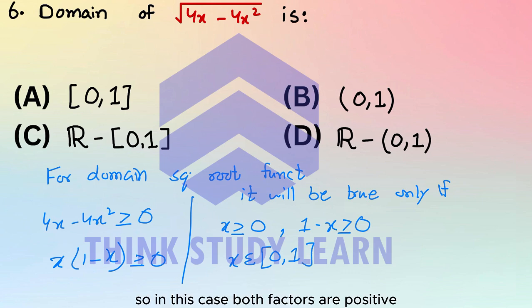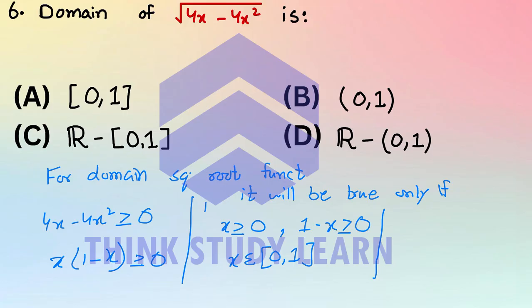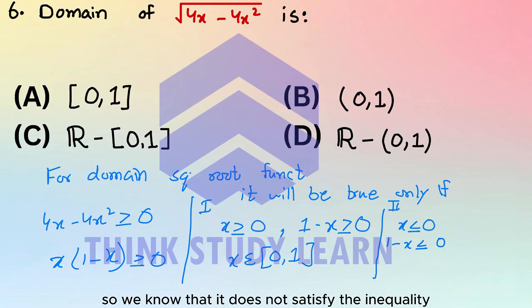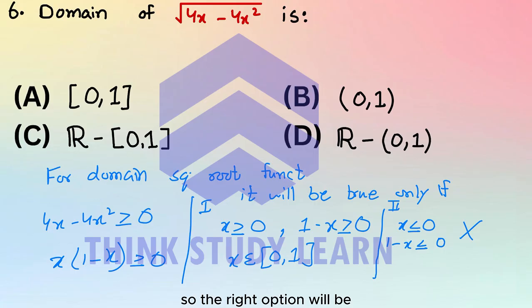So in this case, both factors are positive. So for the second case, we will take both factors negative. x is less than or equal to 0 and 1 minus x is less than or equal to 0. So we know that this case does not satisfy the inequality. So the right option will be x belongs to 0 to 1. A option is the required answer.